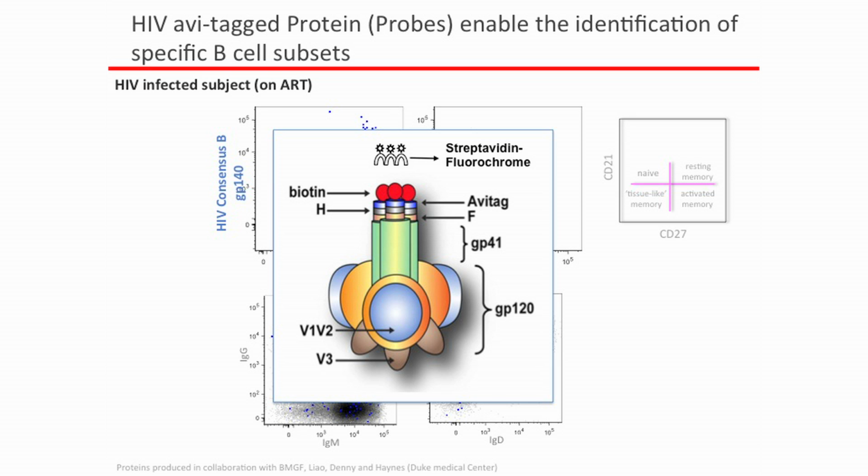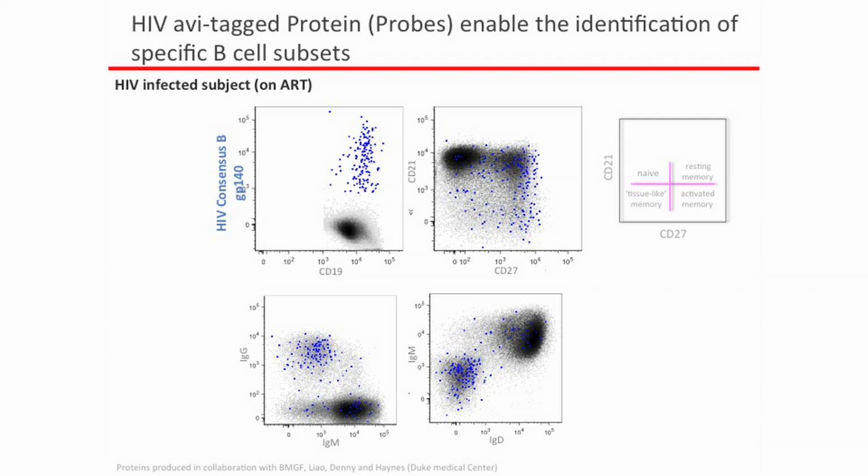This is just an example of some staining that we've done with an HIV consensus B GP140. It's a CD19 positive population, so these are all B cells, and if you look at CD21 and CD27, we can define, in this individual who's on therapy, the tissue-like memory, the activated, the resting memory, which is recovering in this individual, and the naive. Then we can also look at the IgG; the B cells that we can pull out with the GP140 are predominantly IgG. We actually pull out some naive B cells as well, which is kind of interesting, and that's being followed up with David Montefiore right now.